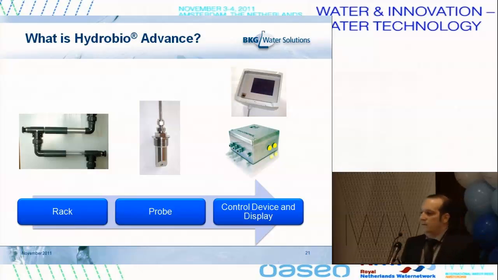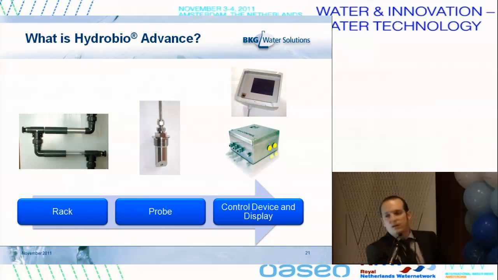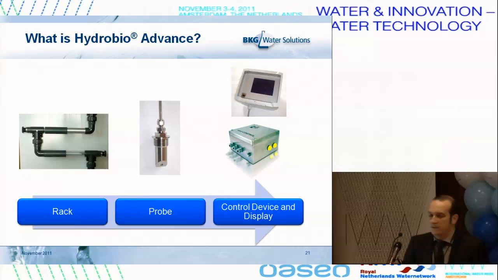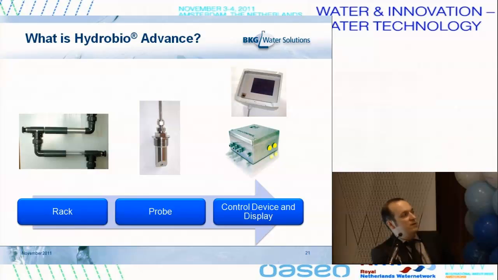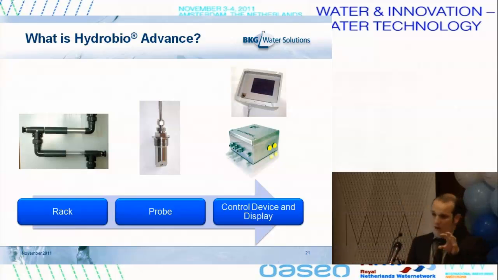So together with a partner, we took a sensor that they have and optimized it for our needs in our water systems. What is Hydrobio Advanced? Quite simple. You have, again, a rack, which you have in bypass to the system. We have this probe, which is an optical sensor itself. This is installed in this rack. Connected to the probe is the control device. Here is the know-how, so the mathematical function, how to calculate biofilm formation out of this optical value. On this control device, you have a value, and you have a curve of a time period you want to see.